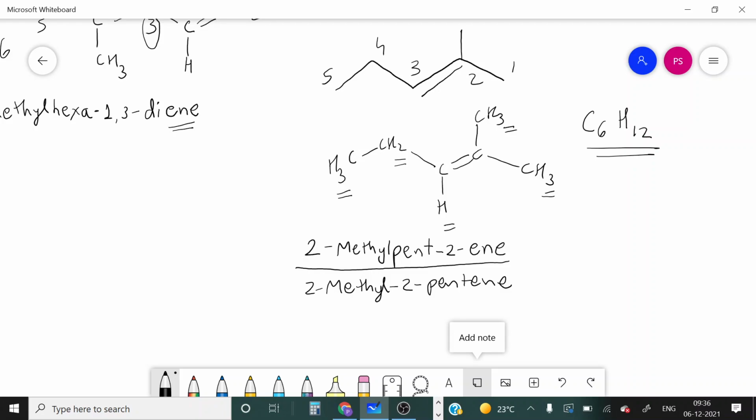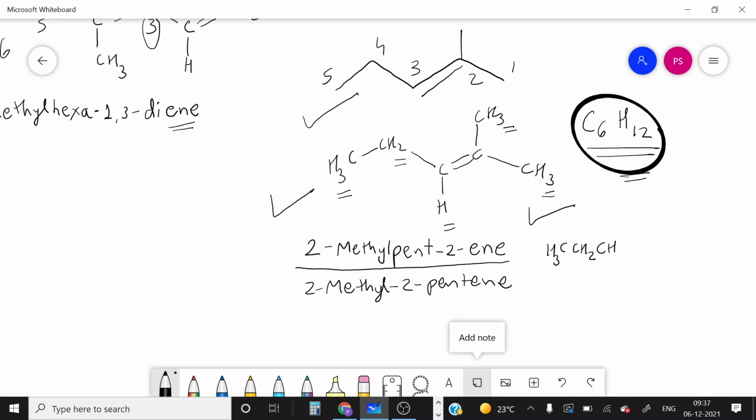Bond line formula, molecular formula, and detailed structure. This is the bond line formula or zigzag structure, this is the detailed structure, and this is the formula. Now you can also write a condensed formula for the same. Carefully look at this structure. I am going to write CH3. Next to CH3, CH2 is there, then CH is there, then C, then CH3 in bracket 2 times. This is the condensed formula for the same compound.